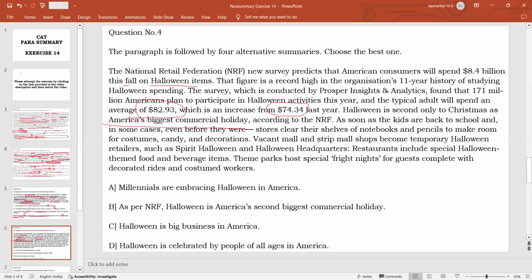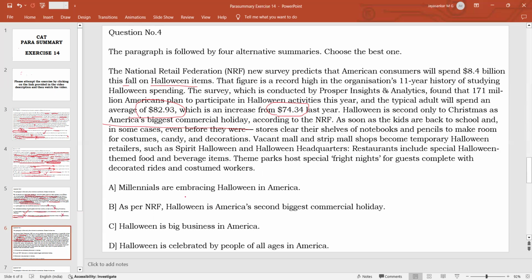And the strip mall. What is a strip mall? A row of shops situated in a rectangular form with a footpath in between. That is called a strip mall, where items are sold cheaply. Everywhere, these temporary Halloween retailers come to start their business, and restaurants have food and beverage items. Theme parks have so many Fright Nights. All these things are discussed here.